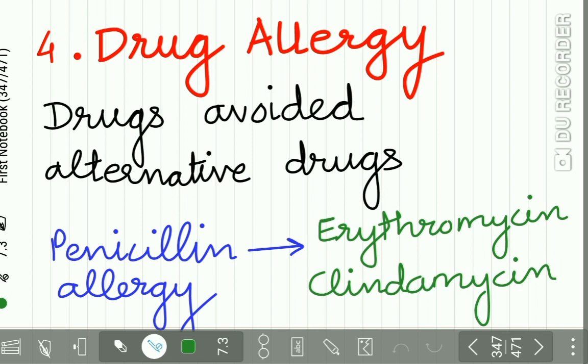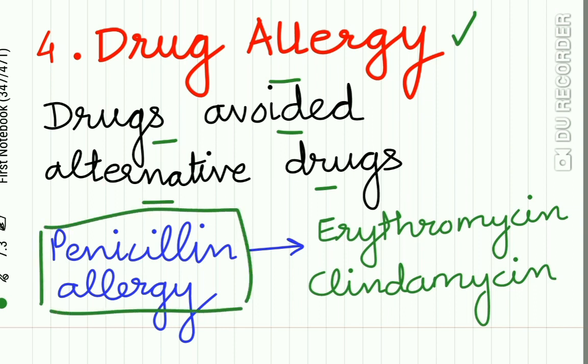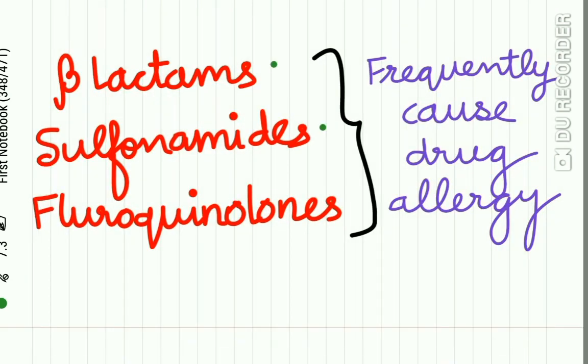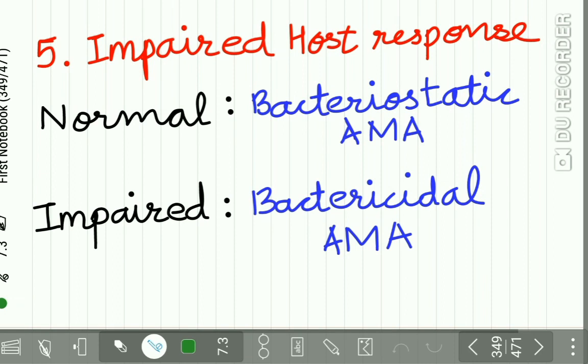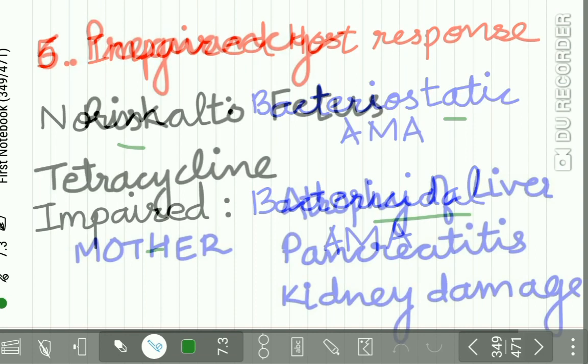Now, the fourth factor associated with the patient is drug allergy. If the patient is allergic to any drug, the history should be obtained and those drugs should be avoided. Alternative drugs are used in such cases. If the patient is allergic to penicillin, then you can go for erythromycin or clindamycin. Then beta-lactams, sulfonamides and fluoroquinolones are the frequently allergy-causing drugs. Now, the impaired host response also affects the choice of the antimicrobial agent. If the host response is normal, then a bacteriostatic antimicrobial agent is used, but if it is impaired, then a bactericidal drug is used.